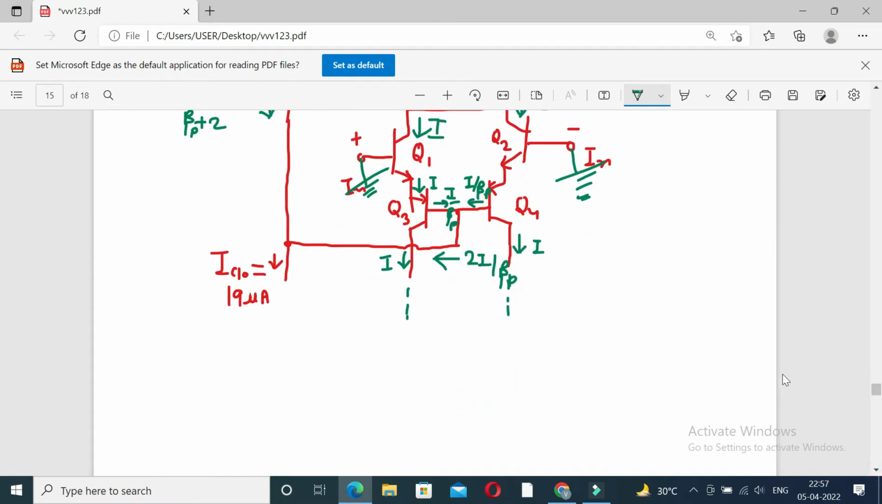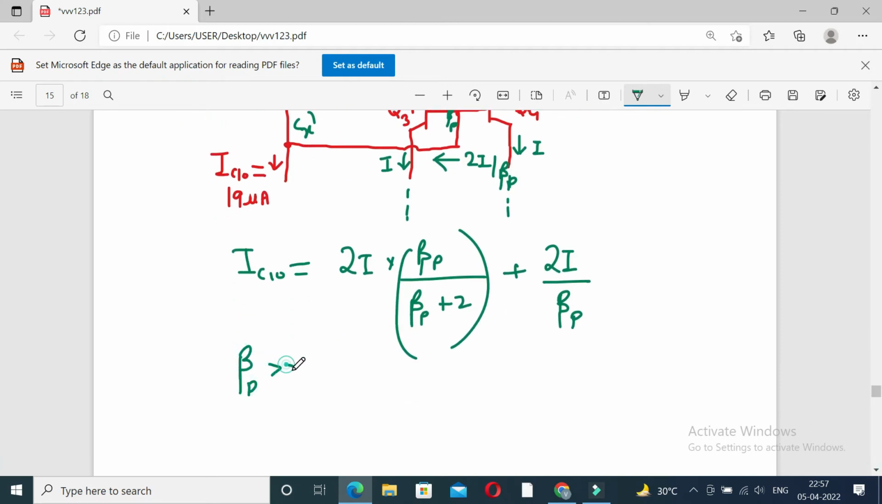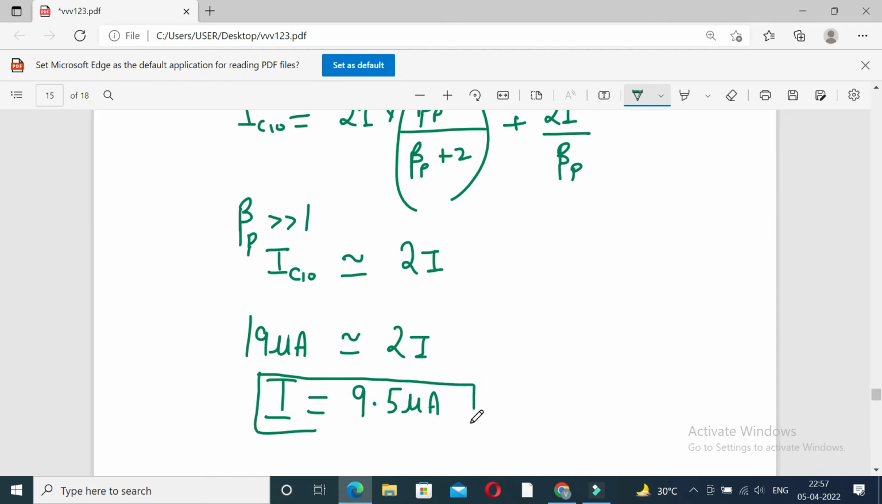So KCL at node X gives IC10 equal to 2I into beta upon beta plus 2, plus 2I upon beta P. As beta is very high, beta P is much greater than 1. So IC10 is approximately equal to 2I. And we have calculated IC10 as 19 microampere, equal to 2I. So the value of I is 9.5 microampere.